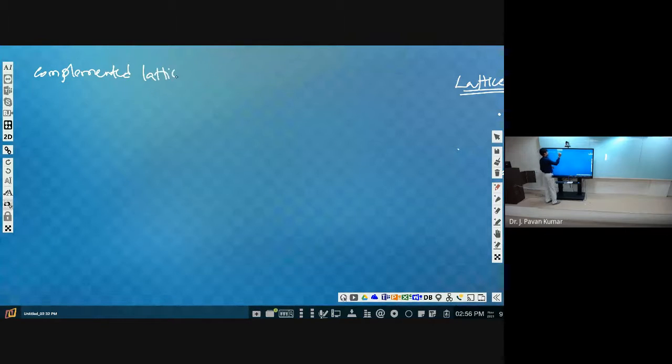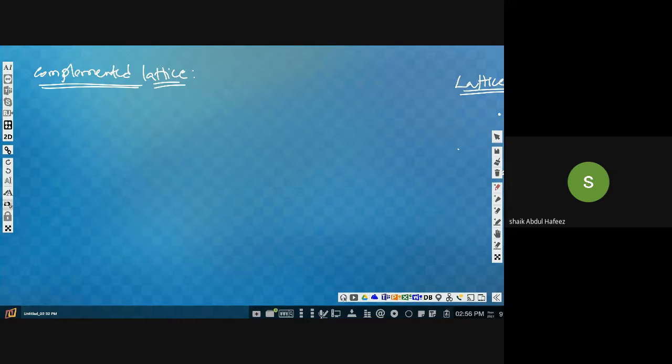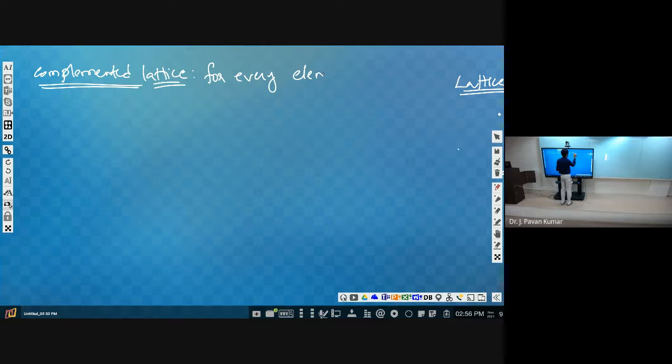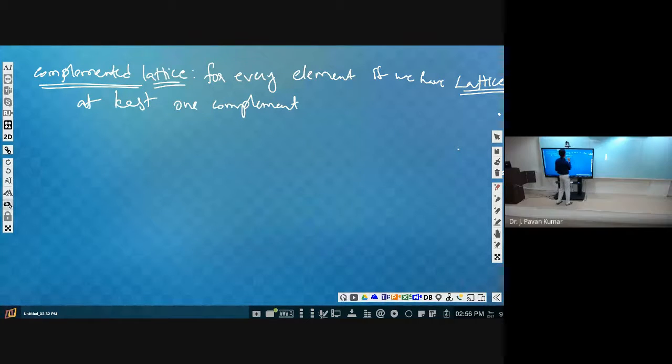What can be the complemented lattice definition? You can guess it easily. Complemented lattice: if every element has at least one complement. For every element, if we have at least or at most? At least, sir. At least one complement, then it is a complemented lattice.